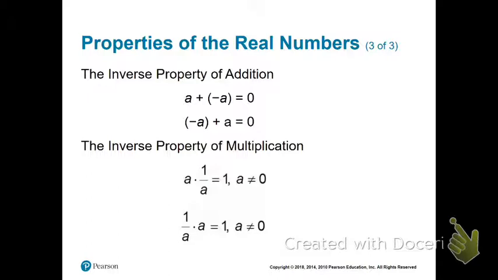All right, so with addition, we can always add the opposite. So if it's negative, we're going to add a positive. If it's positive, we're going to add a negative. It's going to make it be 0.